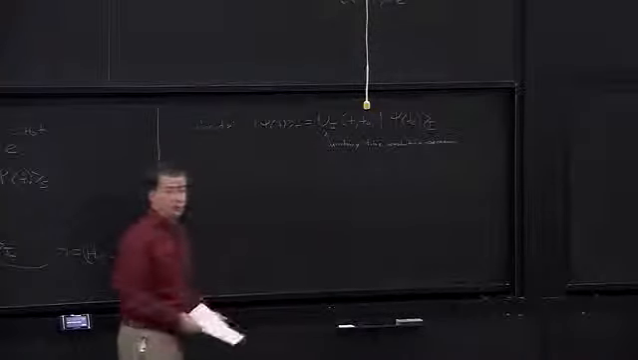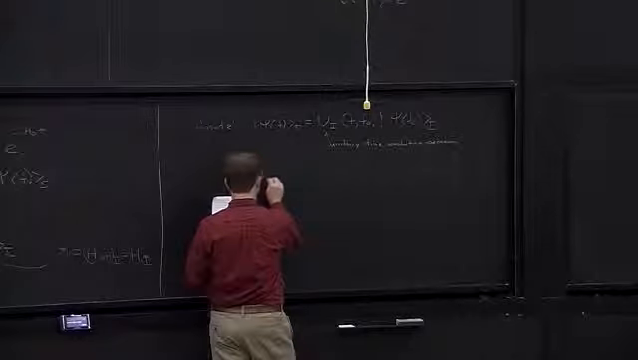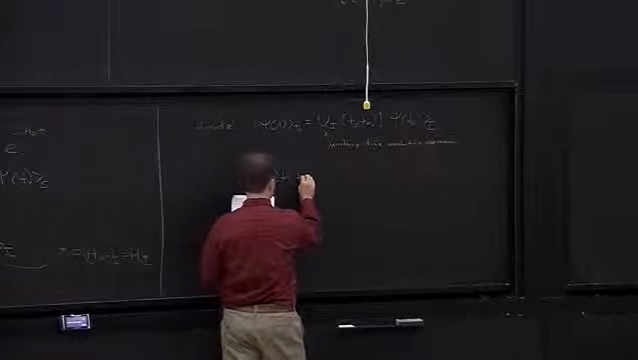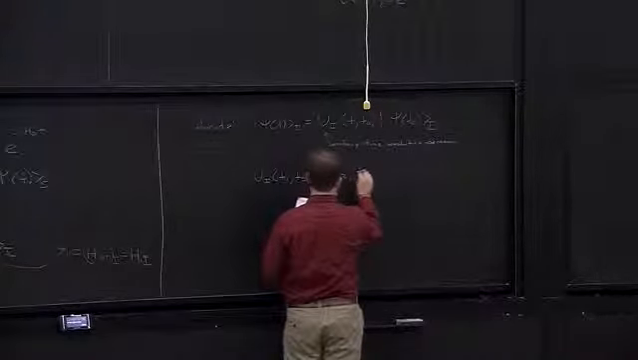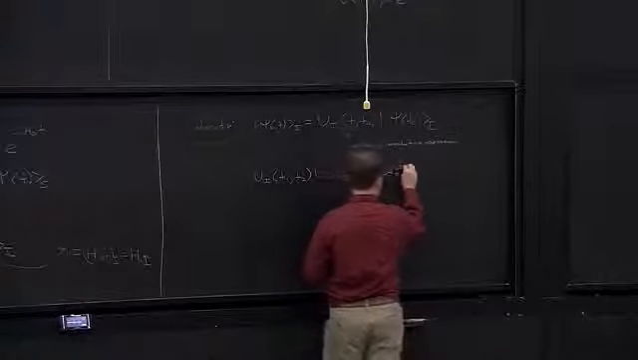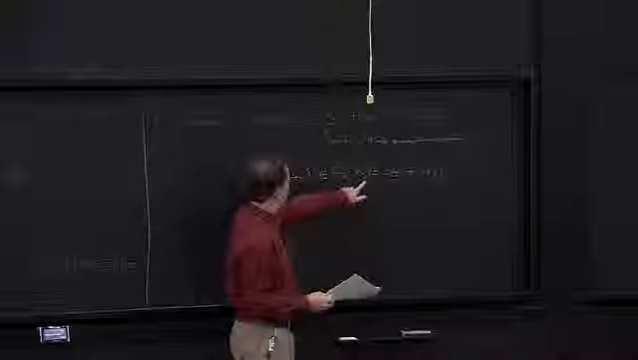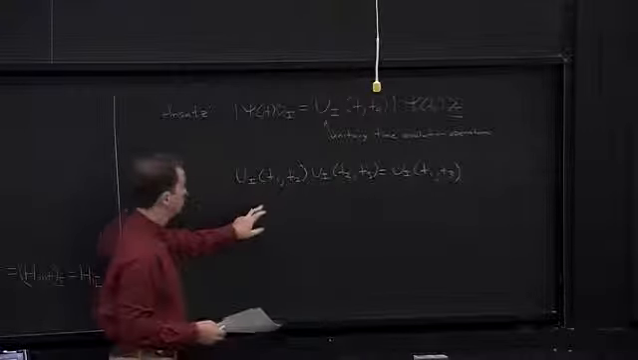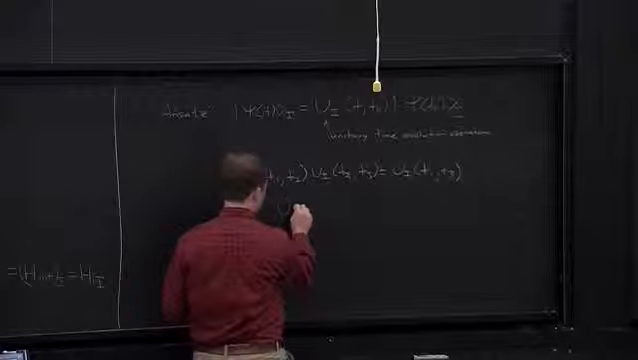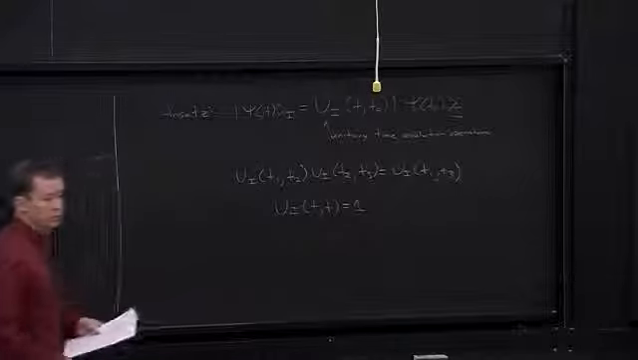And so if it's a time evolution operator, it should satisfy a composition property. So we should have U_I of t1, t2 times U_I of t2, t3 is U_I of t1, t3. So if we time evolve from t3 to t2 and then t2 to t1, that's the same as evolving from t3 to t1. And it should satisfy an initial condition that if we evolve for no time, we should get back the identity operator.